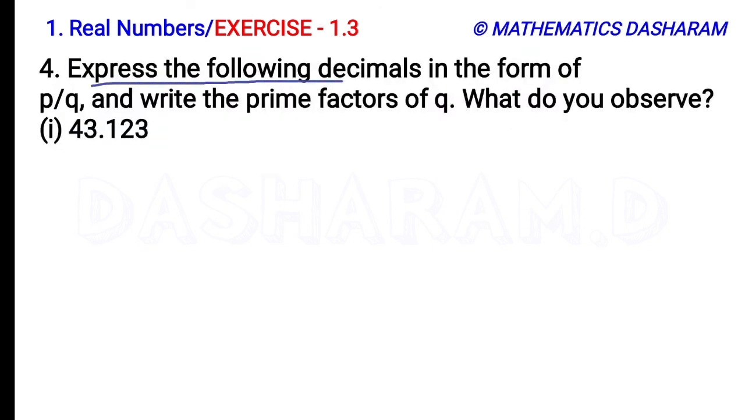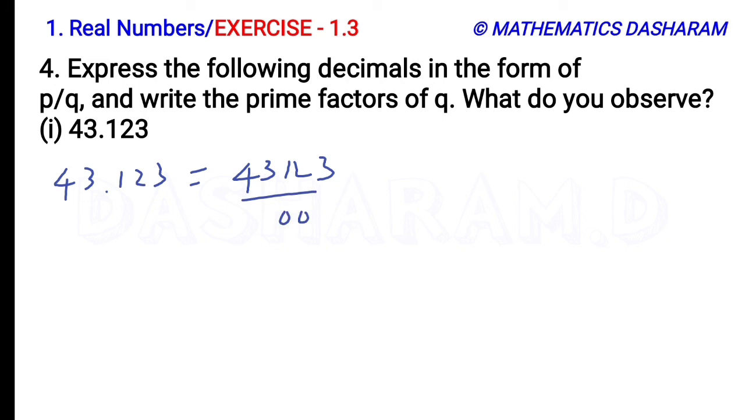Fourth bit, express the following decimals in the form of p by q and write the prime factors of the q. Q means denominator. What do you observe? See here, the given decimal number is 43.123. Convert into fraction form, that means p by q form. So total 3 decimal places are there, then 3 zeros will come beside one. Now 43,123 by 1000, it is in the p by q form. After that, write the prime factors of the q.